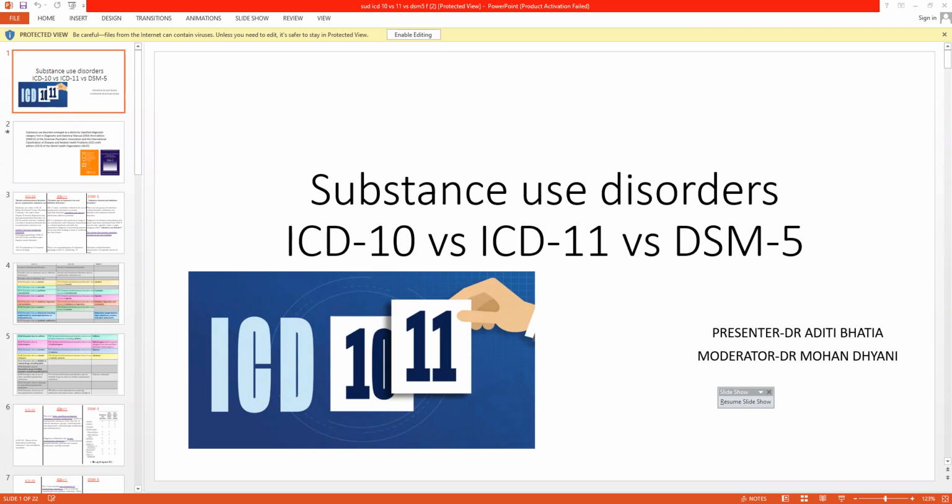Synthetic cathinones, synthetic formulations of these illicit drugs. And in the US, they are very, very available. Phencyclidine and all. Where will LSD come? Ecstasy. Hallucinogens.